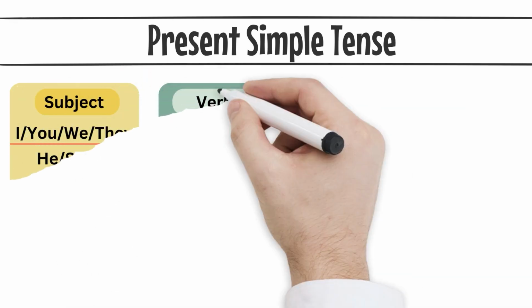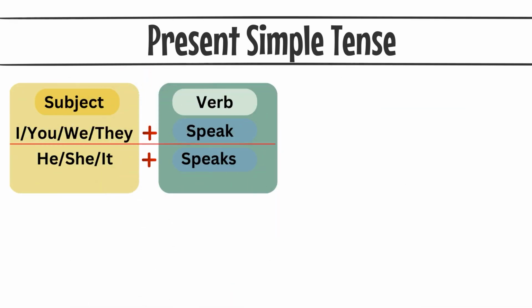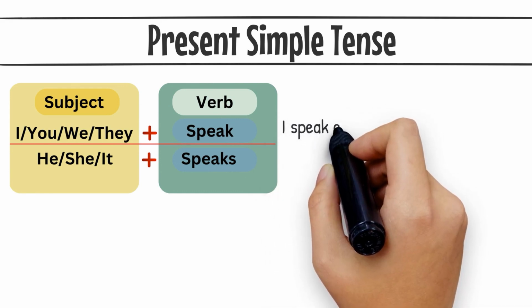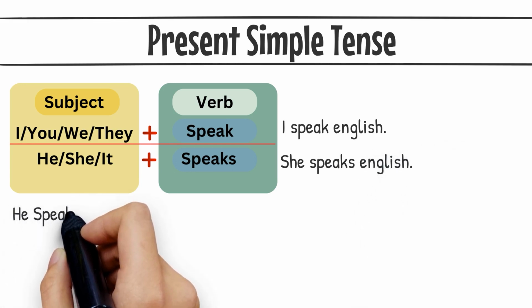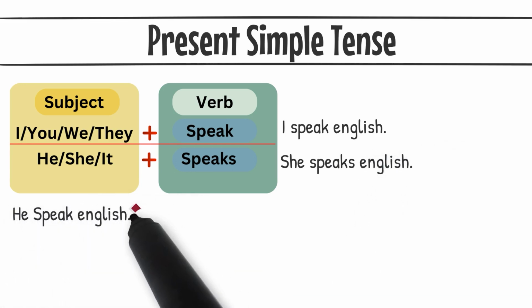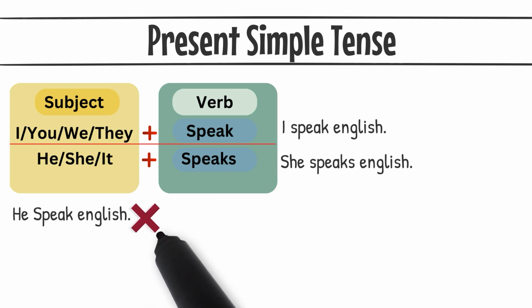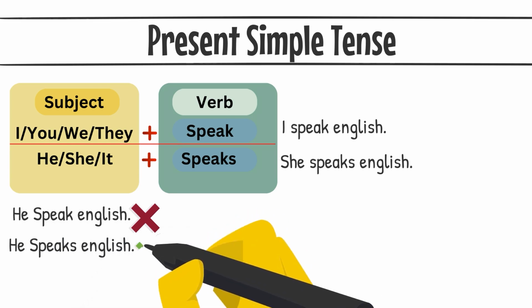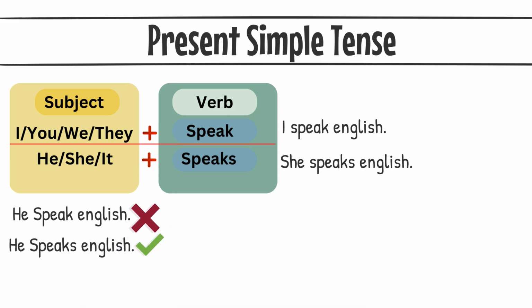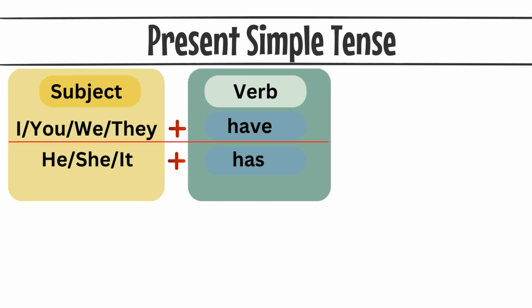Look at this. We say, I speak, you speak, we speak, they speak. But for he, she, it, we use speaks with an s at the end. I speak English. She speaks English. You cannot say he speak English. No, this is not correct. We need an s at the end of the verb. We say, he speaks English. This is correct.